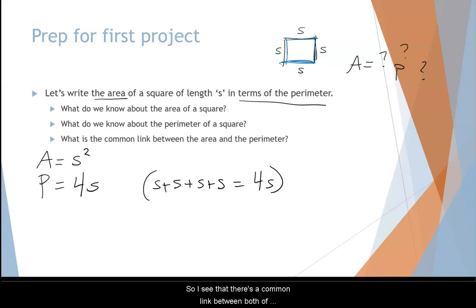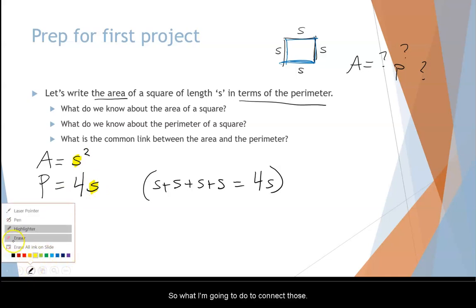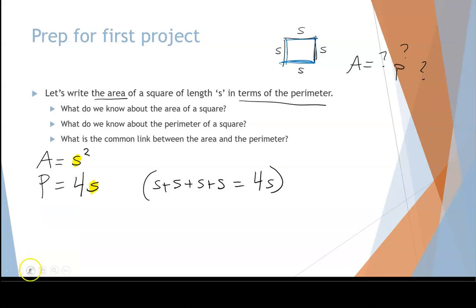So I see that there's a common link between both of these, and that common link is that both the area and the perimeter can be put in terms of S. So what I'm going to do to connect those is solve the perimeter equation for S and substitute that into the area equation. So if P equals 4S, I can just divide both sides by 4, and I have P divided by 4 equals S. So now I've written the side length of the square in terms of the perimeter.